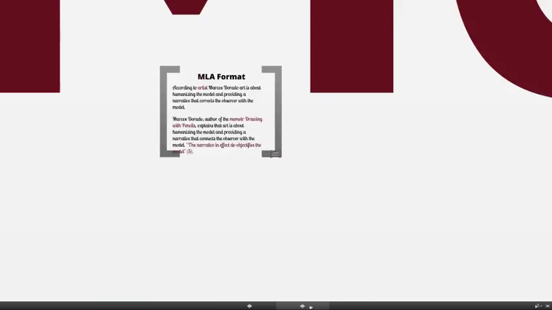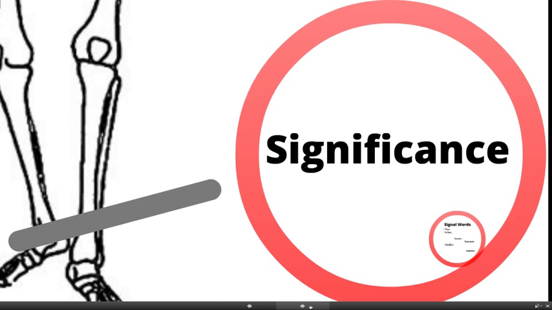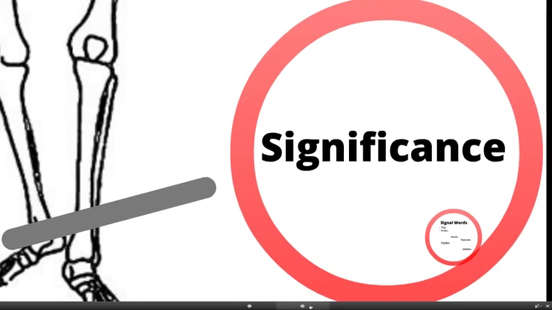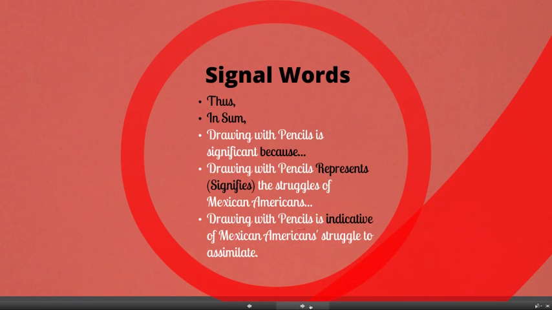And finally, when writing a summary, think about the significance of the source. In other words, what holds it up on its two square feet? Oftentimes, this will be the last sentence of the summary, but I've also seen writers state the significance right after they state the main idea or thesis statement. If you want to signal the significance of the source, consider using words like thus, in sum, because. For instance, drawing with pencils is significant because, and then finish that sentence.